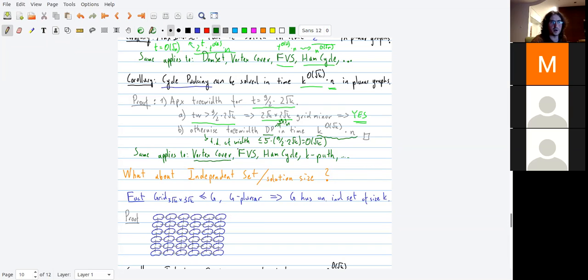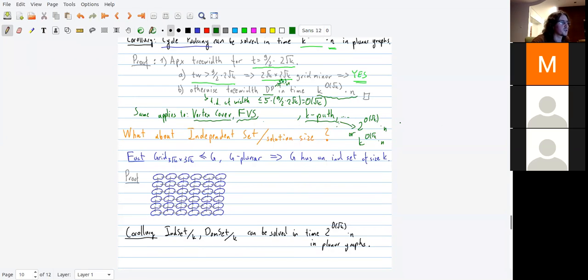Vertex cover, yeah, where a large grid certifies a no answer. Feedback vertex set, the same. Hamiltonian cycle, not really, because that's not a parameterized problem. Say k-path, yeah, because again, existence of a square root k times square root k grid as a minor gives you a k-path. Yeah, so all these problems can be solved in time either 2 to the square root k times n or k to the order of square root k times n, depending on the dynamic programming algorithm on bounded treewidth graphs that you have.